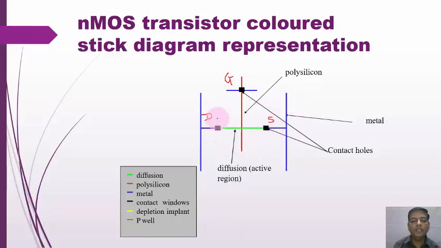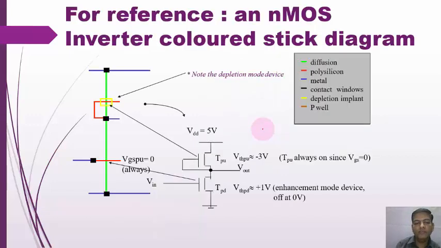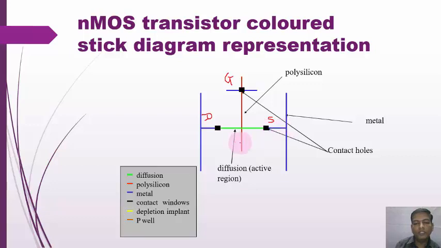So in between that a metallic contact is there. Diffusion area and metals are connected through these black contacts. Diffusion means active region. Here metal is shown in blue color, polysilicon in red color, and diffusion in green color. In case of NMOS, green color is there, and in case of PMOS, only one change is there.